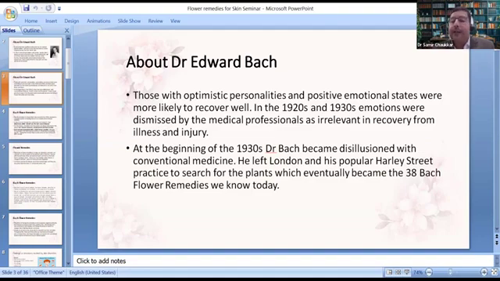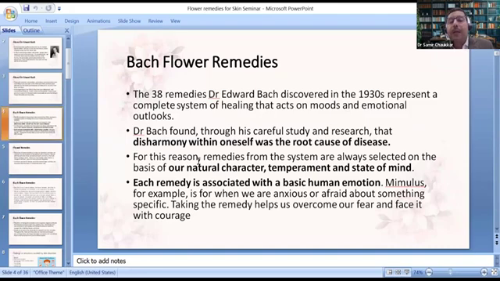So at the beginning of 1930, just like Hahnemann, Dr. Bach became disillusioned with conventional medicine. He left London and his popular Harley Street practice in search of plants, which eventually became the 38 Bach flower remedies that we know today. Dr. Bach found through careful study and research that a disharmony within oneself was the root cause of the disease, and therefore remedies from the system are always selected on natural character, temperament, and state of mind. Every remedy is associated with basic human emotion.